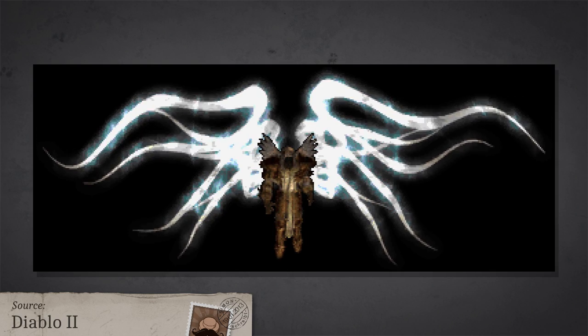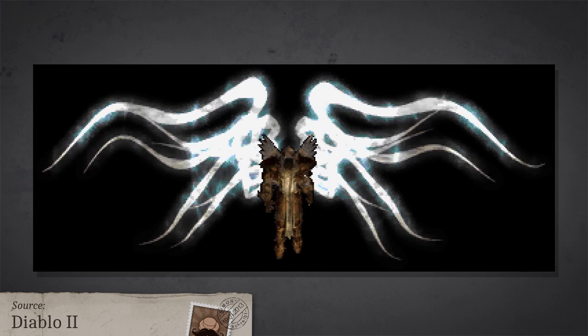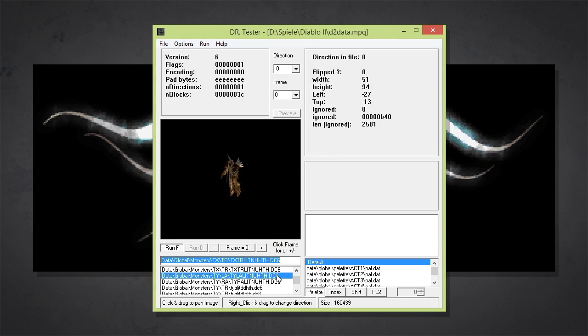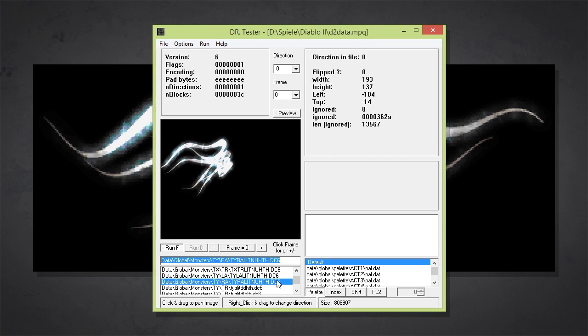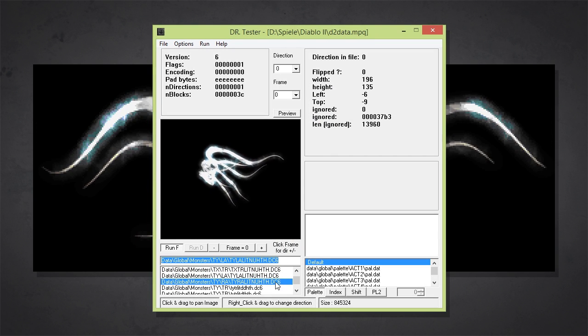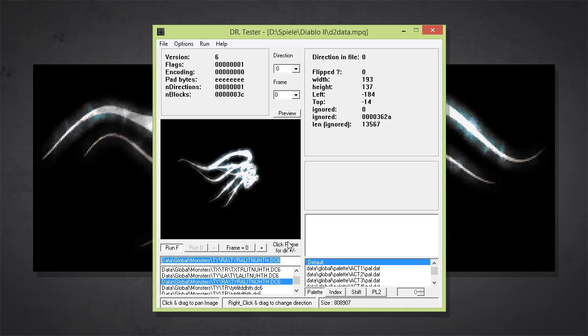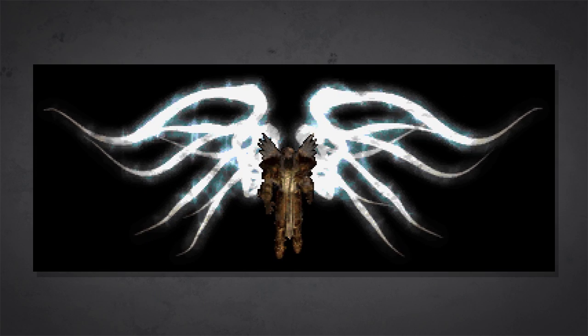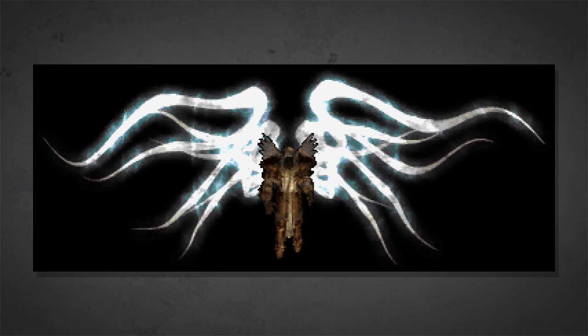And interestingly, these wings are not mirrored. These are two separate files, each containing 60 frames of sprite animation. And when Diablo 3 was announced, I was very interested in how they would realize these wings in a 3D engine.